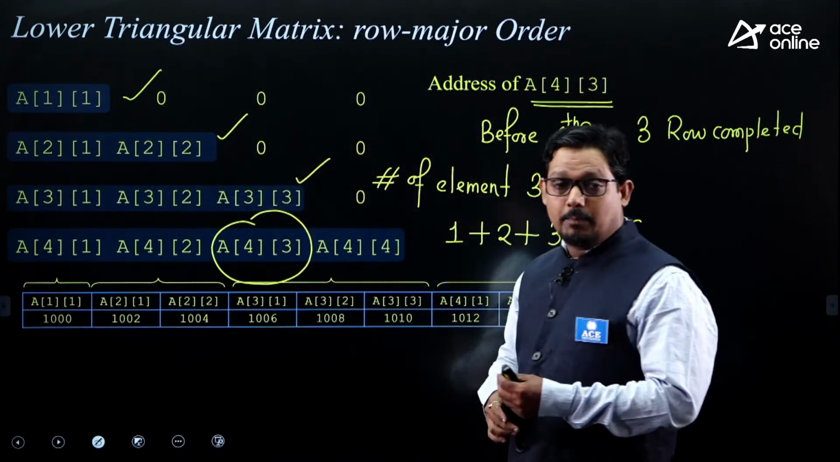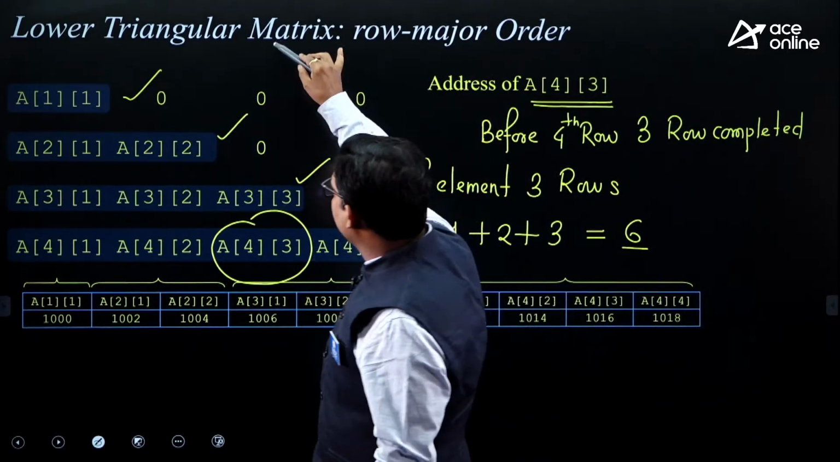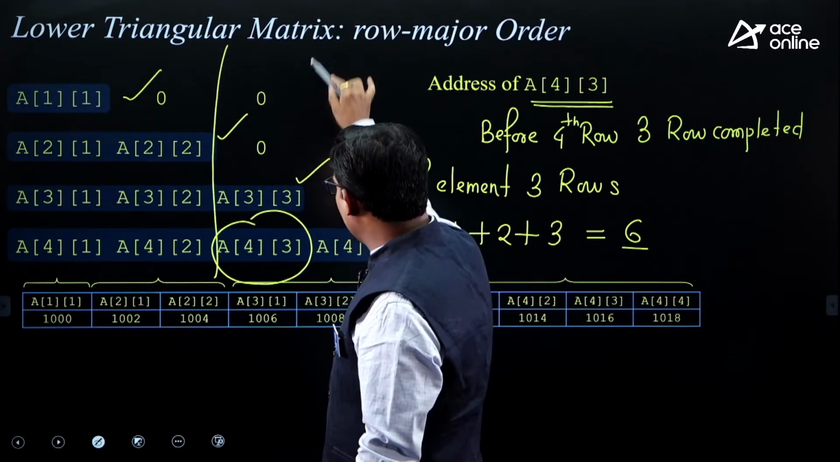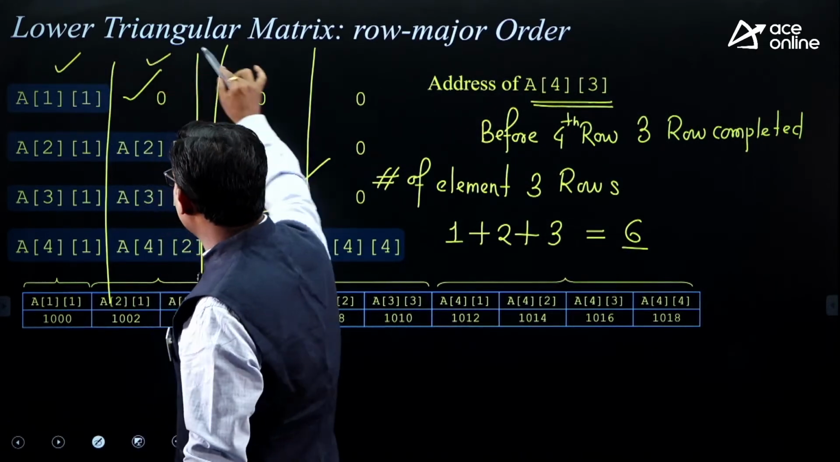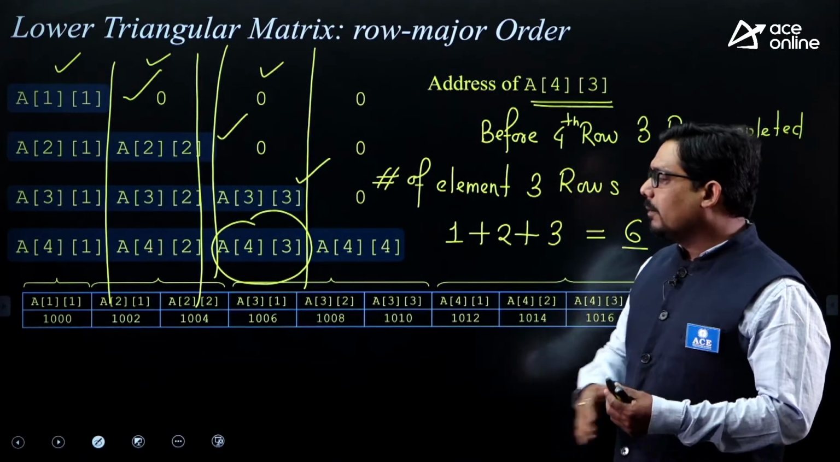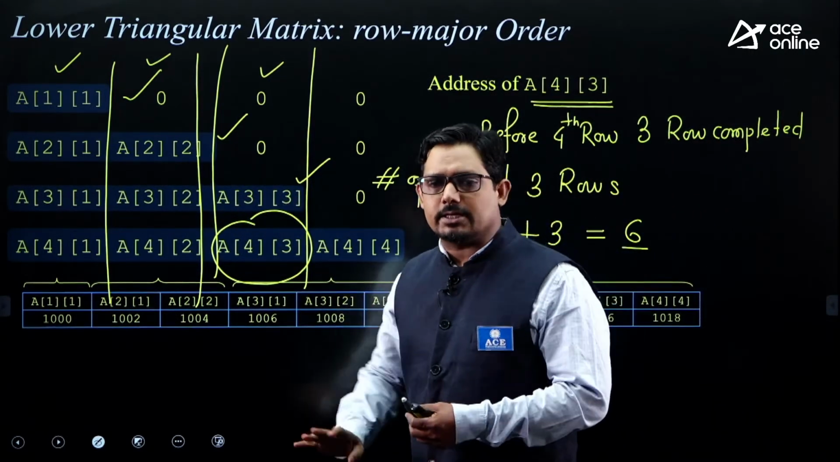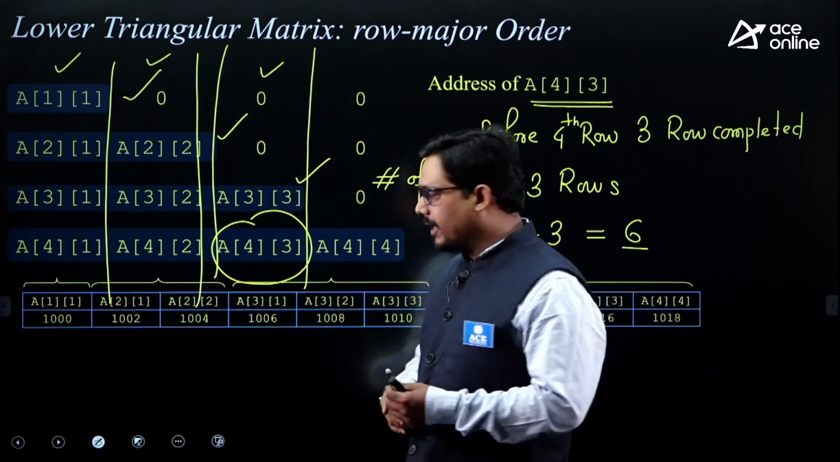Now come to the column part, that is the J part. If you are in the jth column, I am in the third column. This is the first column, second column, and the third column. If you are in the third column, then you have already completed 2 columns. Why? Because the lower bound in this case is 1. So 3 minus 1, 2 columns completed in this case.